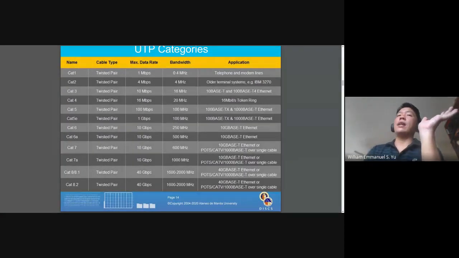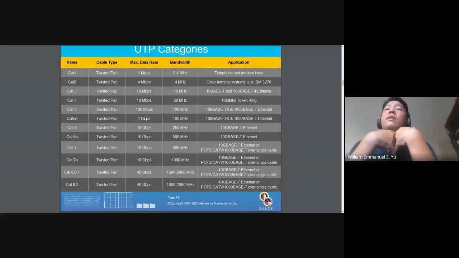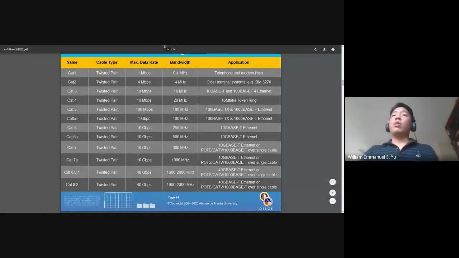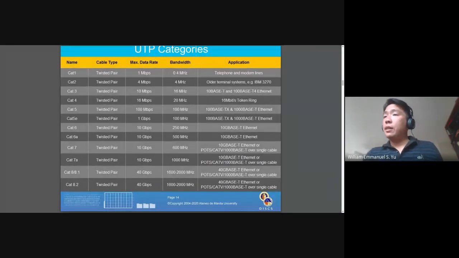So when one of you asked last week, pwede ba category 6 or category 5? Kung nagtitipid ka, of course, pwede. Right? Because for our lab exercise, most of the time, we only need up to 100 Mbps because of your laptop interfaces. The maximum is normally 100 Mbps.